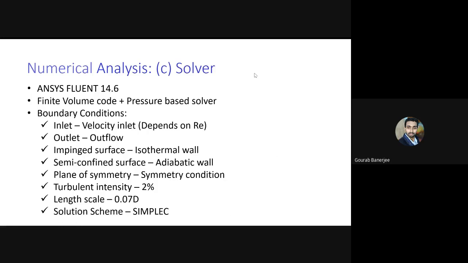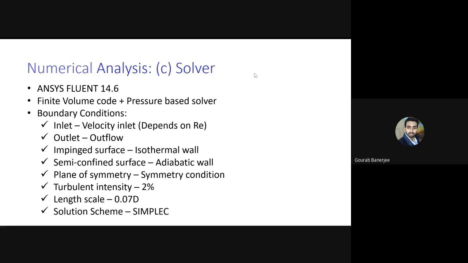Now, this is the solver used. We used ANSYS Fluent version 14.6, using a finite volume code coupled with a pressure-based solver. And these were the boundary conditions. The inlet was taken to be a velocity inlet and three different velocities were taken into consideration. Actually, the reason was to vary the Reynolds number. The outlets were taken to be outflow condition.